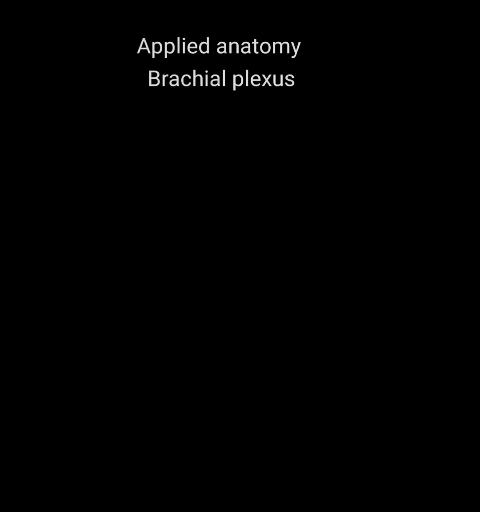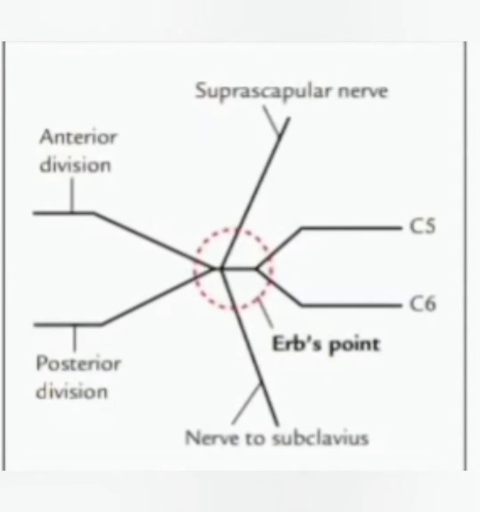Today we are going to see applied anatomy of brachial plexus. There are two important lesions of brachial plexus. They are upper trunk lesion and lower trunk lesion. The upper trunk lesion is collectively known by the term Erb's paralysis. Lower trunk lesion by the term clumsy paralysis.